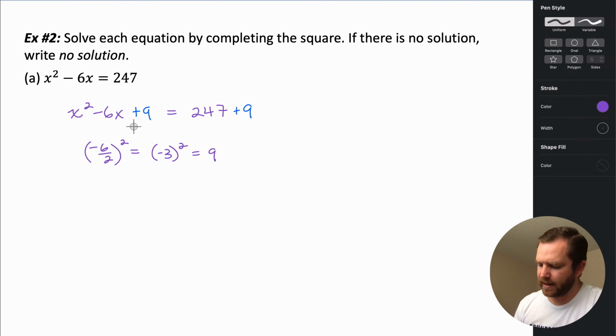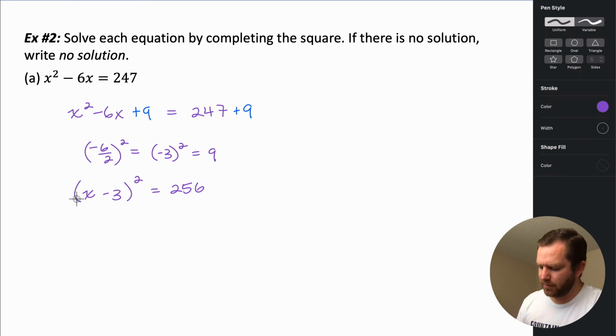So the left side now is a perfect square trinomial. It factors into some quantity squared. Now, if you didn't remember the trick, we know that it factors to be x plus or minus the value of b over 2. b over 2 is negative 3, so it'll be x minus 3 squared, equals, and then this sum, 256.